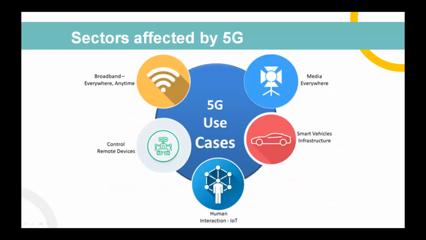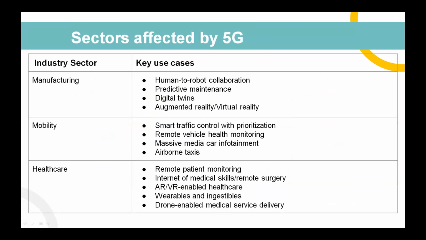Now, 5G is designed to do a variety of things that can transform our lives, including giving us faster download speeds, low latency, more capacity, and connectivity for billions of devices, especially in the areas of virtual reality, augmented reality, artificial intelligence, and IoT. Now, some of the sectors that have been affected by 5G, first including manufacturing.